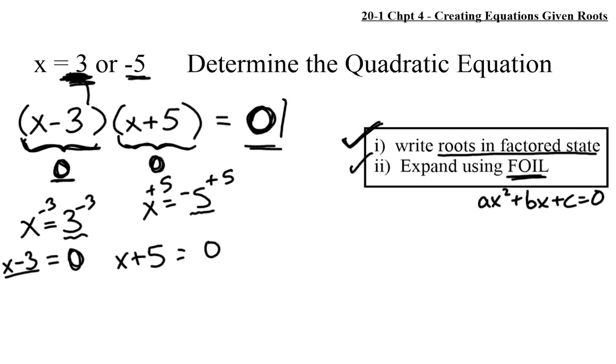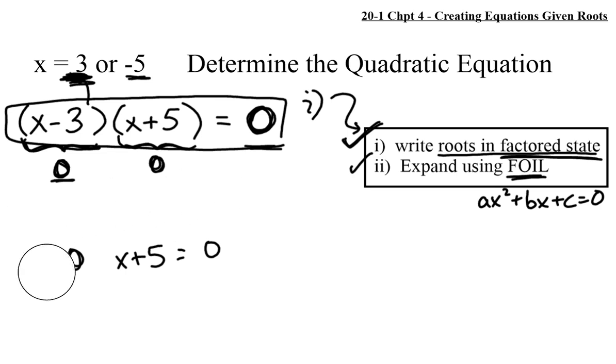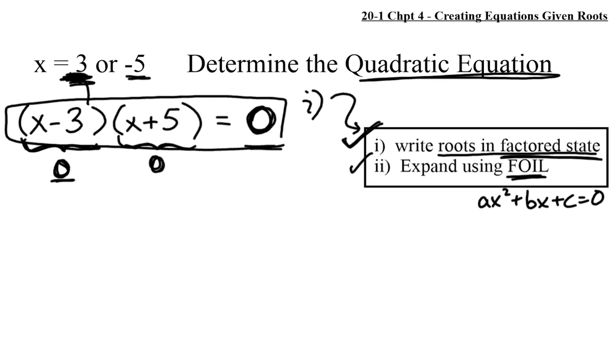So there's step 1. We've written the roots in a factored state. X minus 3 times X plus 5. But we're not finished because we want a quadratic equation. So now we need step 2, and we need to FOIL this. So we're just going to take X minus 3 times X plus 5 and FOIL it.